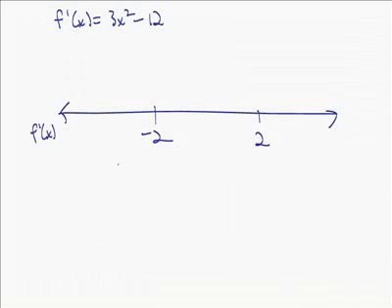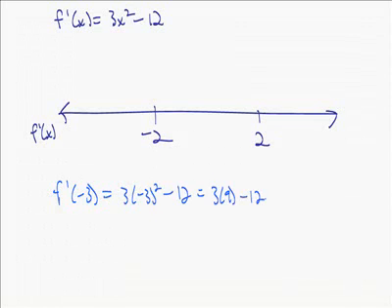For example, if we take a number to the left of negative 2, let's suppose we take f prime of negative 3. We know f prime of negative 2 is 0. F prime of negative 3, that's 3 times negative 3 squared minus 12, which is 3 times 9 minus 12. What's 27 minus 12? We don't really care what it is. It's 15. What we care about is whether it's positive or negative. So that means any value smaller than negative 2, the derivative is going to be positive there. So for that whole interval, the derivative is positive.